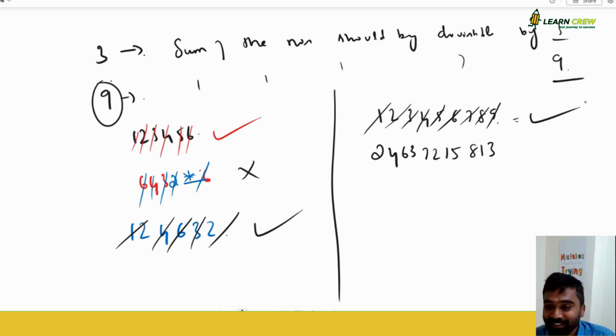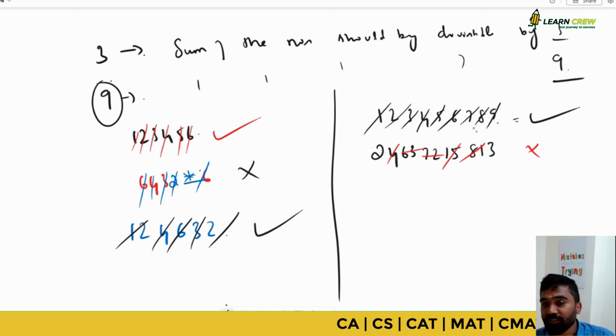No one is asking for the answers. You're just checking for divisibility. Is this number divisible by 9? No. Why? 8 plus 1, 9. 6 plus 3, 9. 7 plus 2, 9. 5 plus 4, 9. And then you're left with 1 plus 2, 3. It's not divisible by 9.